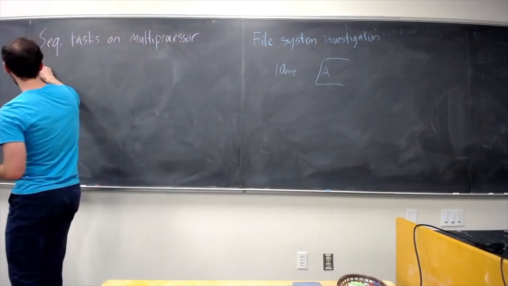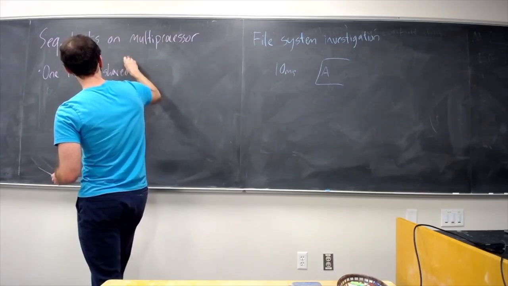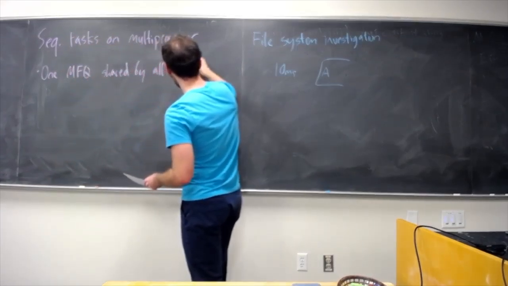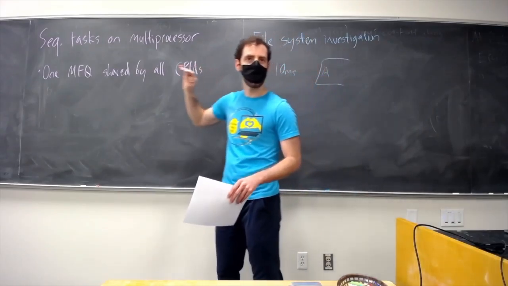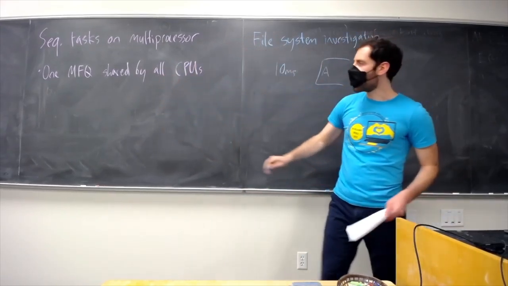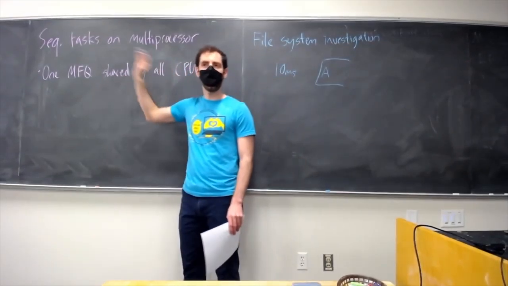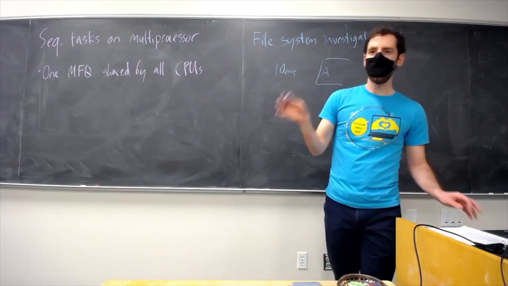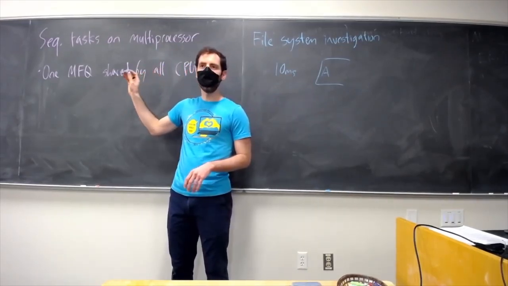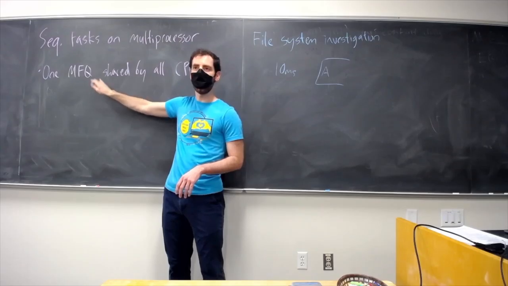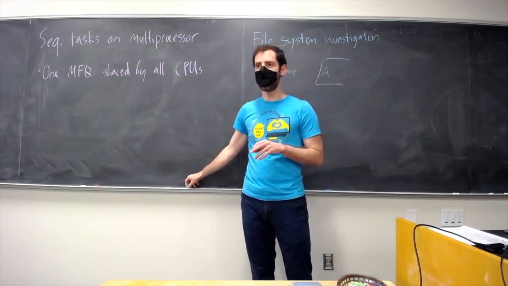So let's imagine we had one multi-level feedback queue that was shared across all our CPUs. We know that our multi-level feedback queue has a lot of nice properties, but it's worth thinking about, could this approach, where we have one shared by all CPUs, have any potential downsides? So I'd like you to take 4 or 5 minutes, brainstorm with your neighbors potential problems that we might encounter when we move from our MFQ for one processor to now using it shared across multiple processors.